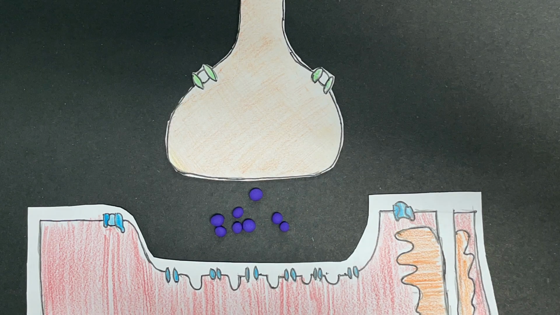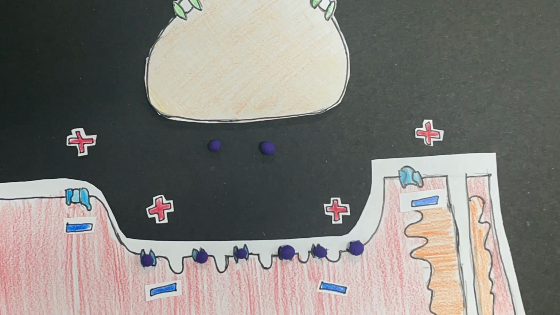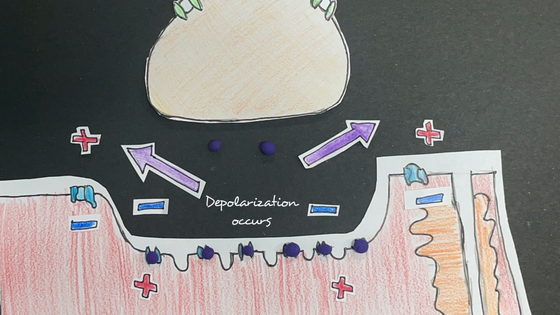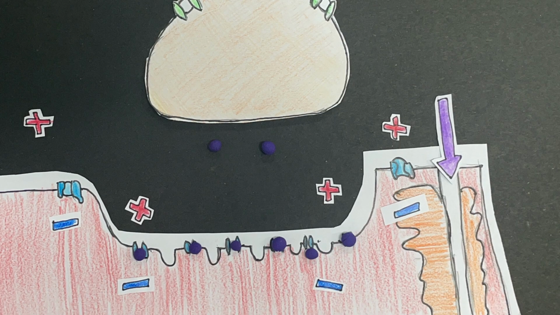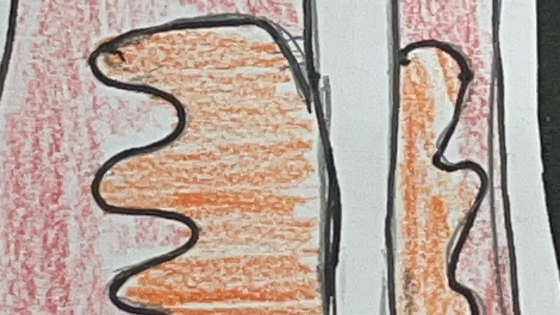The acetylcholine then binds to acetylcholine receptors on the sarcolemma, causing another action potential that spreads across the sarcolemma. This causes the sarcolemma to depolarize. The action potential continues to travel across the sarcolemma and into the T-tubule.